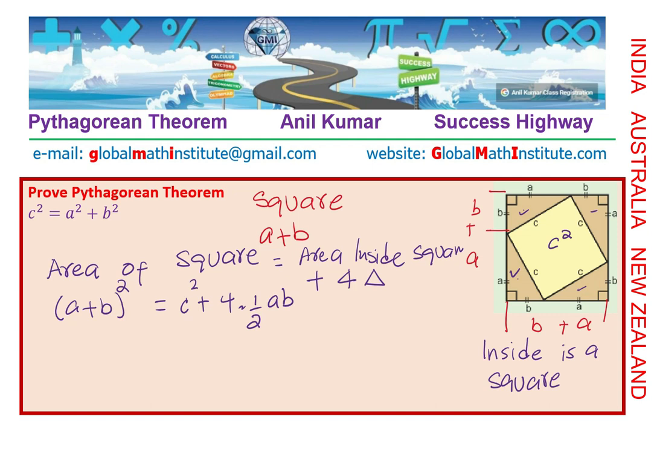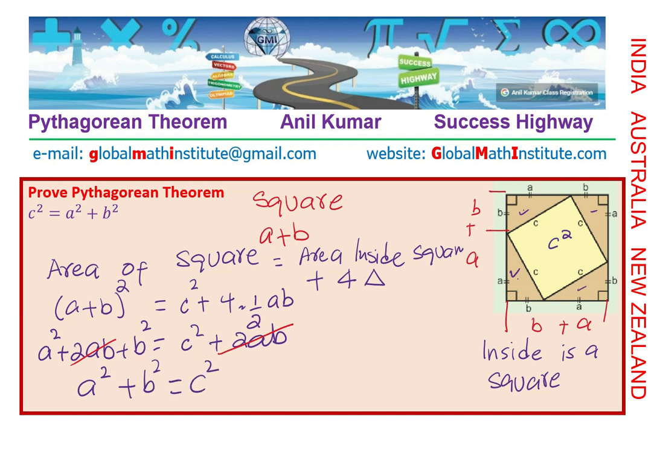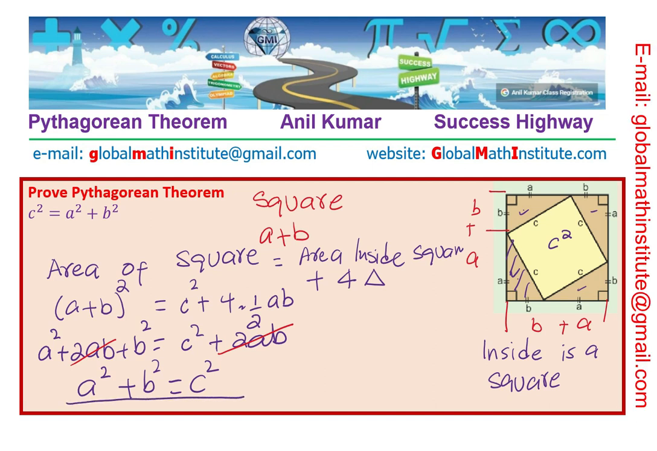So when we expand this, I get a square plus 2ab plus b square on the left side, and on the right hand side we get c square plus 2ab, right? As we can clearly see, that 2ab and 2ab cancel, and what are we left with? We are left with a square plus b square equals c square in this right angle triangle, as you can see, right? So that is the simplest proof which you can get for the Pythagorean theorem.